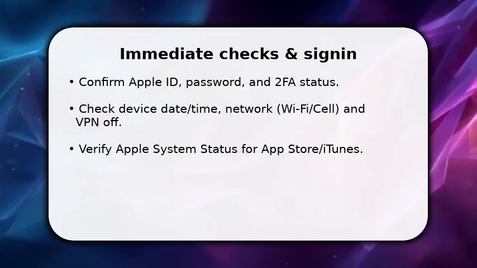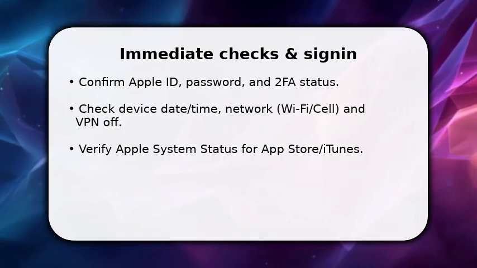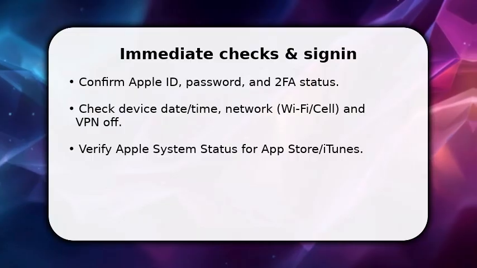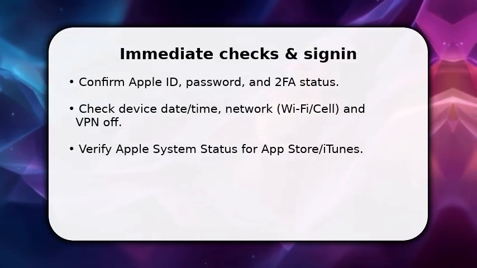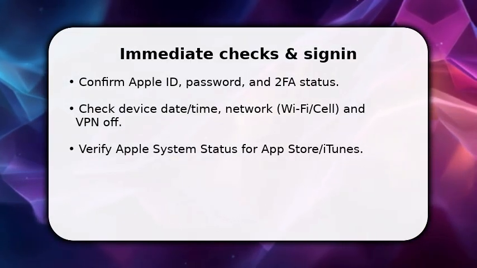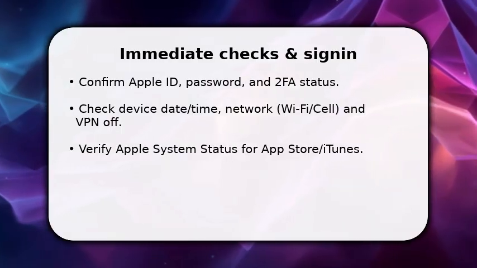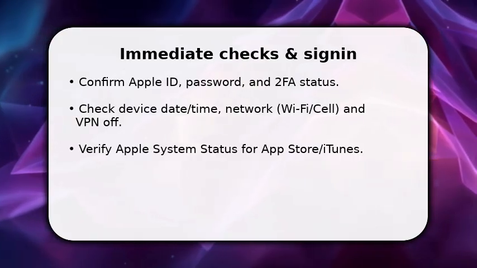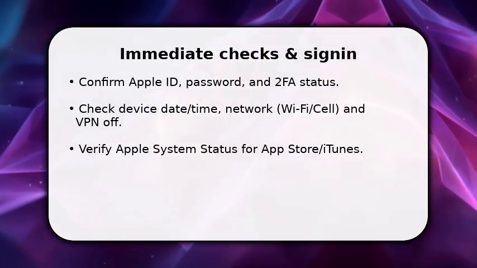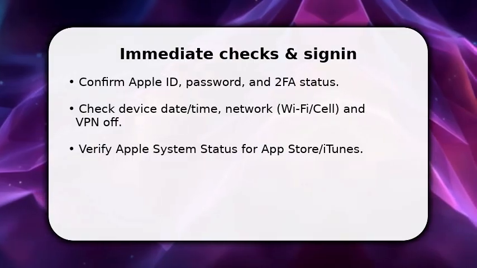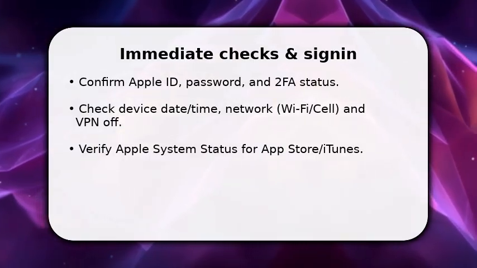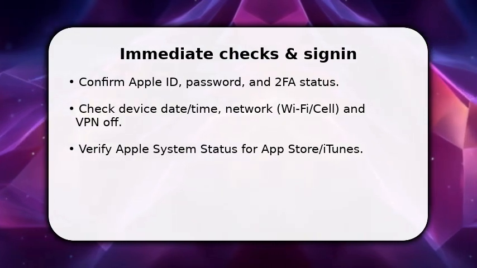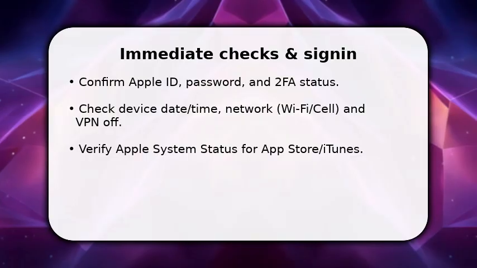You start by verifying your Apple ID credentials and two-factor authentication. This is the single gatekeeper for App Store and iTunes access. Next, make sure device date/time is automatic, and test on both Wi-Fi and cellular with VPN disabled so network filtering isn't blocking Apple services. Once done, open Settings, tap your name, and confirm payment and shipping and media and purchases show no holds. These steps remove most basic account or network blocks before deeper fixes.